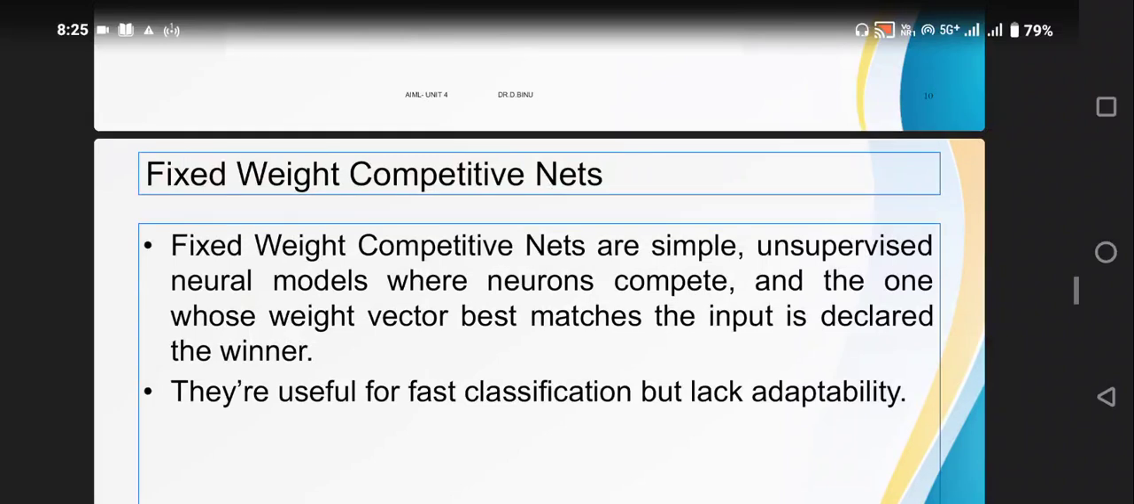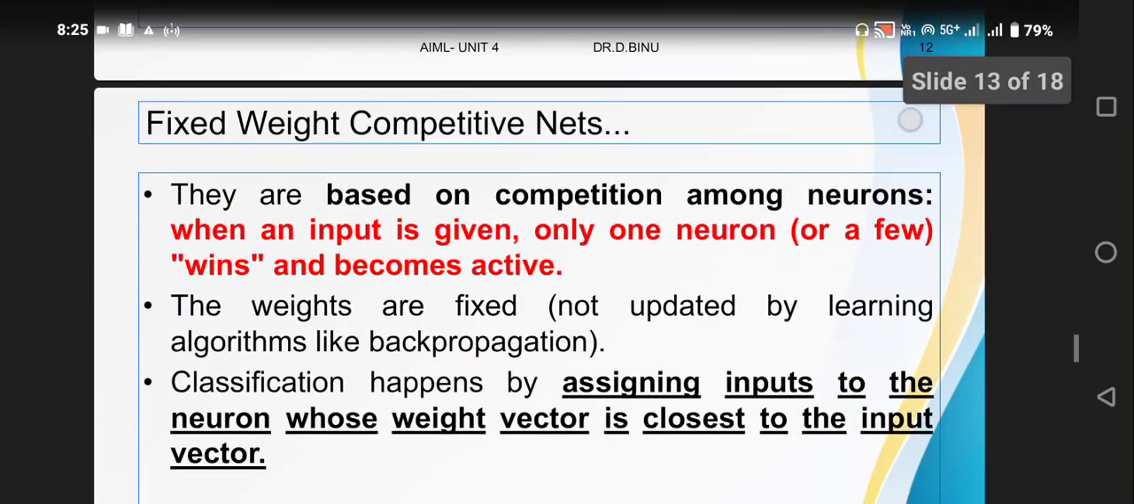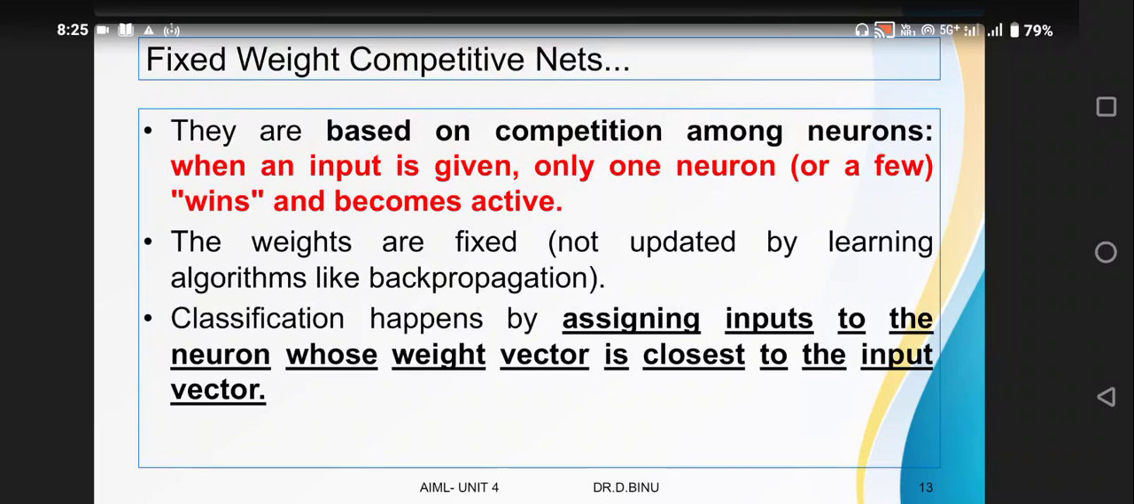Fixed weight competitive net. Fixed weight competitive nets are simple unsupervised neural models where neurons compete and the one whose weight vector best matches the input is declared the winner. They are normally useful for fast classification, but they are lacking in adaptability. Fixed weight competitive networks are a type of unsupervised neural network normally used in pattern classification and clustering. They are based on competition among neurons.